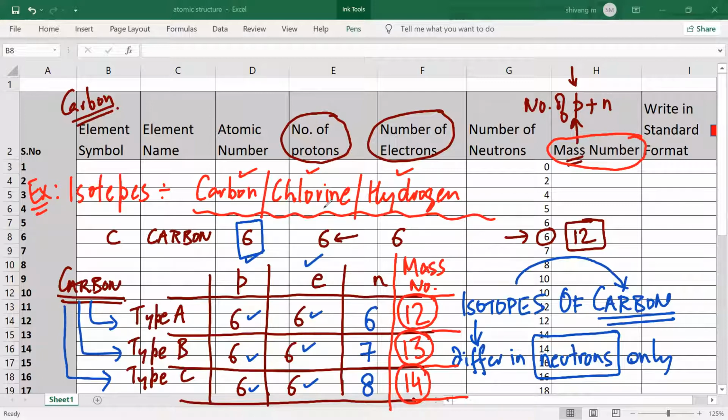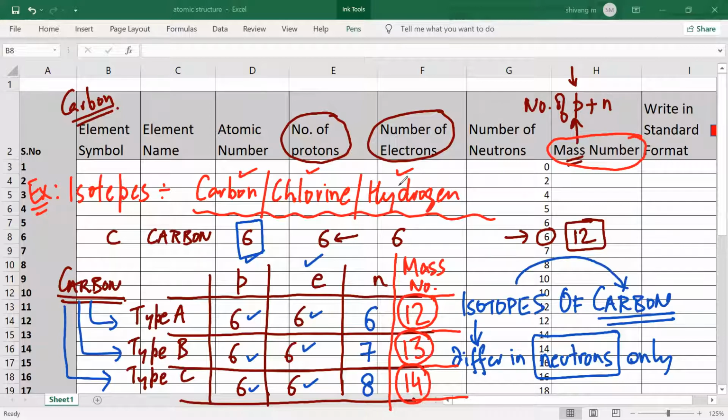Because you are in 8th class, you are not supposed to remember. But still, as an example, if you have to write a definition, you can use carbon, chlorine, and hydrogen as an example. I will explain the isotopes of chlorine and hydrogen also. But are we clear about the logic? Yes, sir.